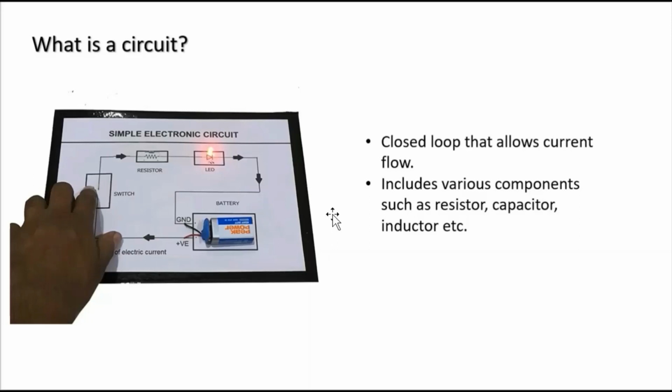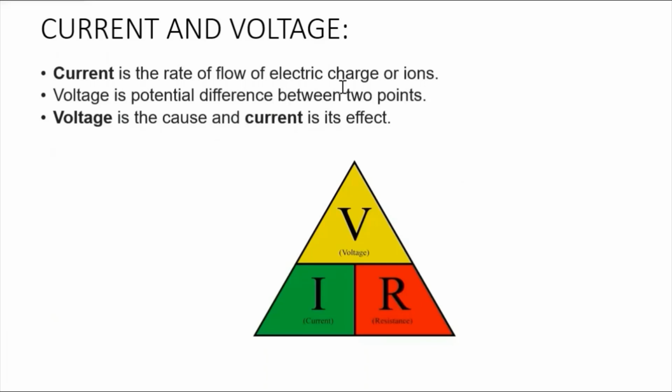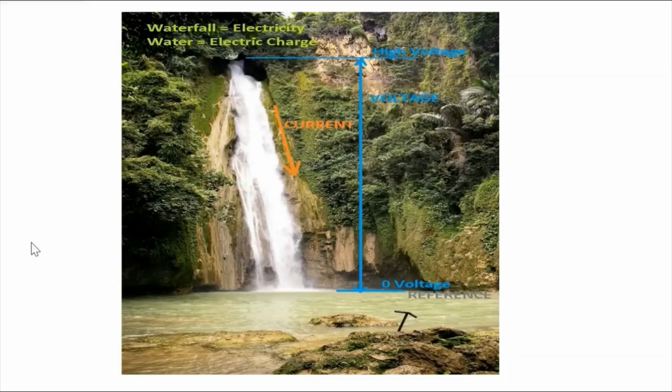In a circuit, there are two types of components: active and passive components. Active components give energy, like batteries or voltage sources. Passive components are like resistors, capacitors, and inductors. These consume energy. So let us recollect what we know about the current and the voltage. Current is the rate of flow of electric charges or ions, and we know that voltage is the potential difference between 2 points. Let us understand the relation between the current and voltage by a waterfall.